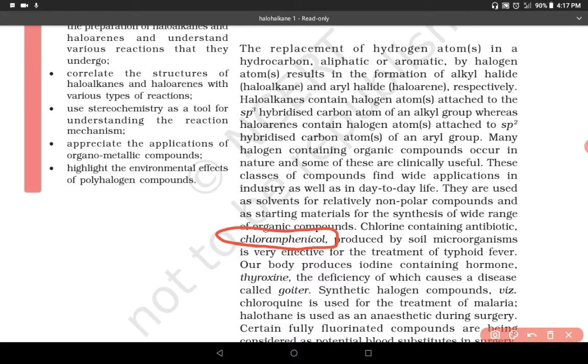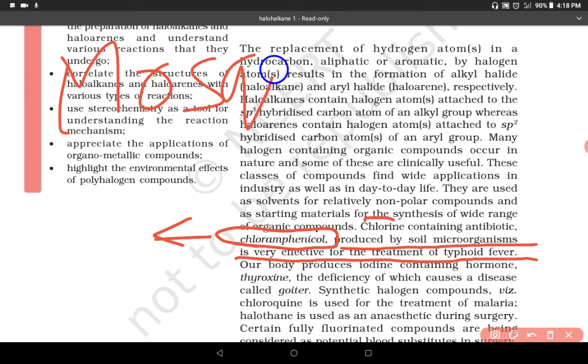Chloramphenicol, yes, this is the major product. It contains chloro in the name, and chloramphenicol, produced by the soil microorganism, is very effective for the treatment of typhoid fever. Yes, typhoid, the mosquito is the agent for this, but really a virus is the cause.